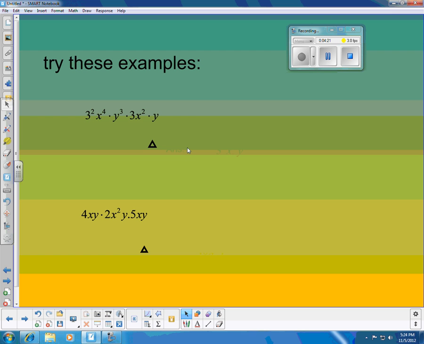Did you get 3 raised to the power of 3 times x raised to the 6th power times y to the 4th power? If you did, you did it correctly. Okay, try the second one. I'll give you a few seconds.